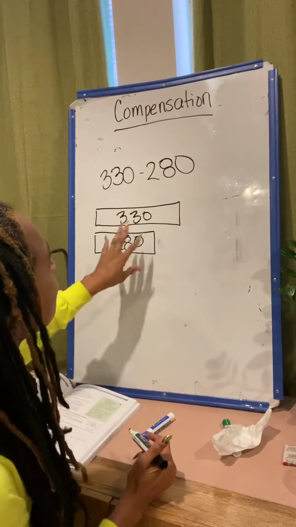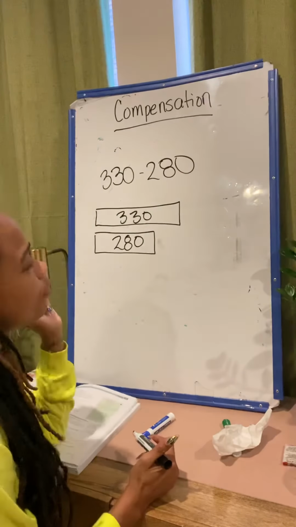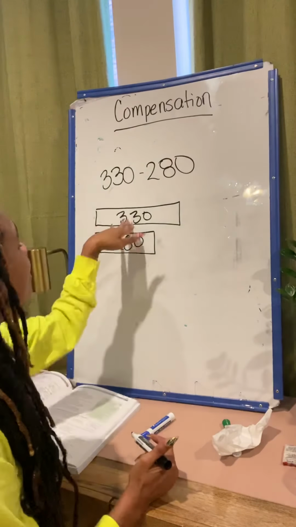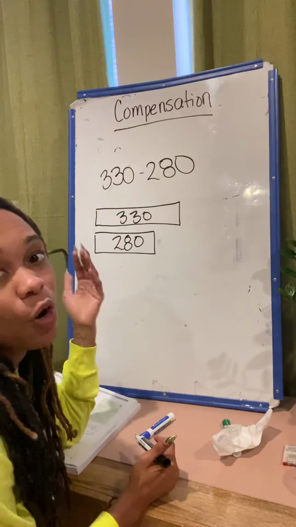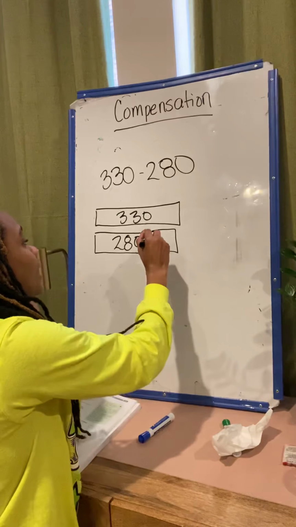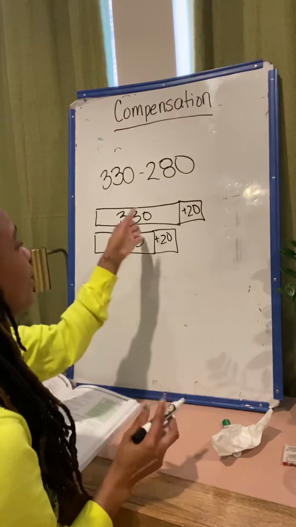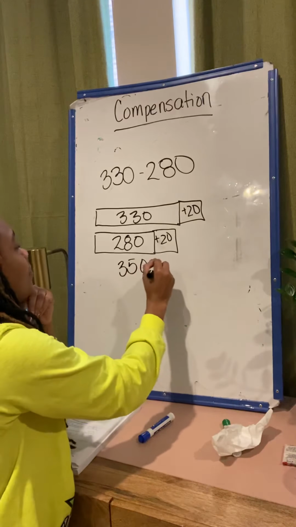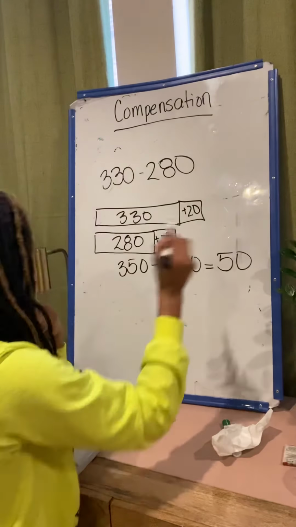So I know that 280 is closest because 280 is only 20 away from the next 100, which is 300, which will be our benchmark number or our friendly number. 330, the next 100 will be 400, and that's 70 away. So we always want to go with the number that's closest to the next 100. So I'm going to go ahead and add 20 to both numbers. Remember, if I do it to one, I have to do it to the other, and then I write my new number sentence, which would be 350 minus 300, and I get 50.